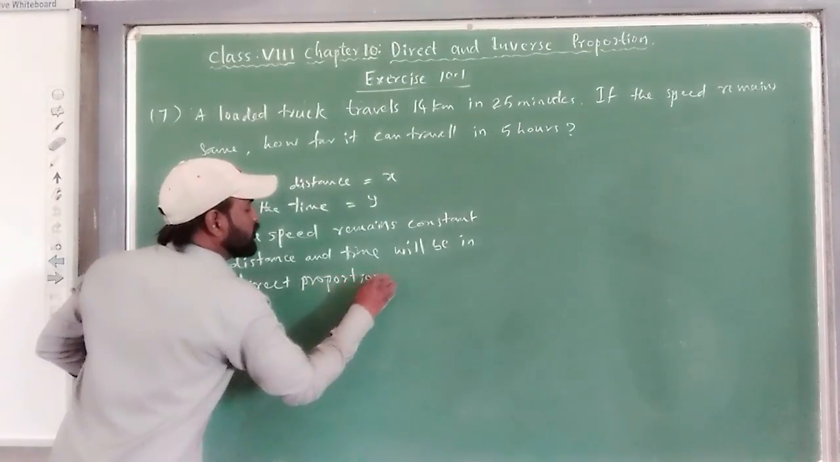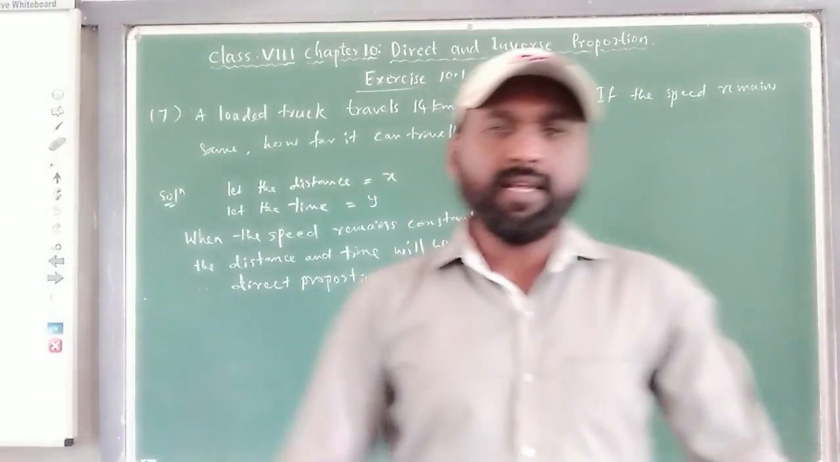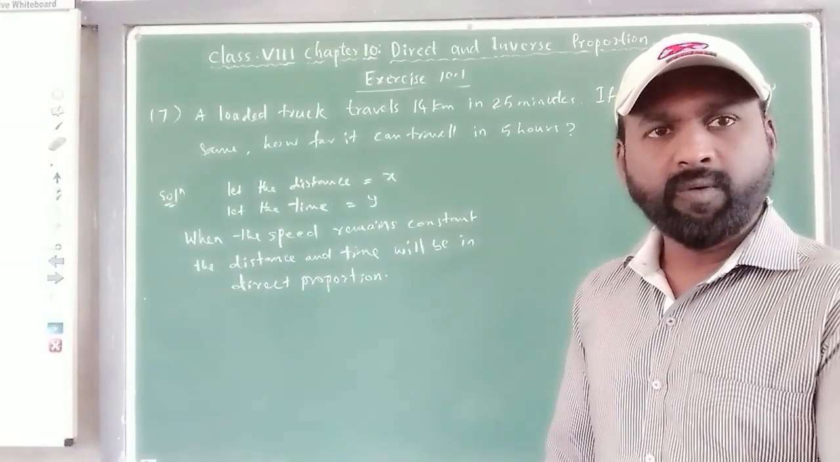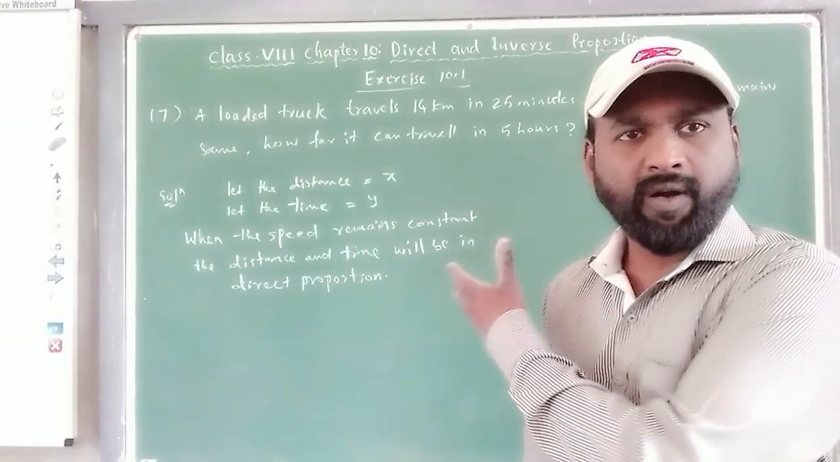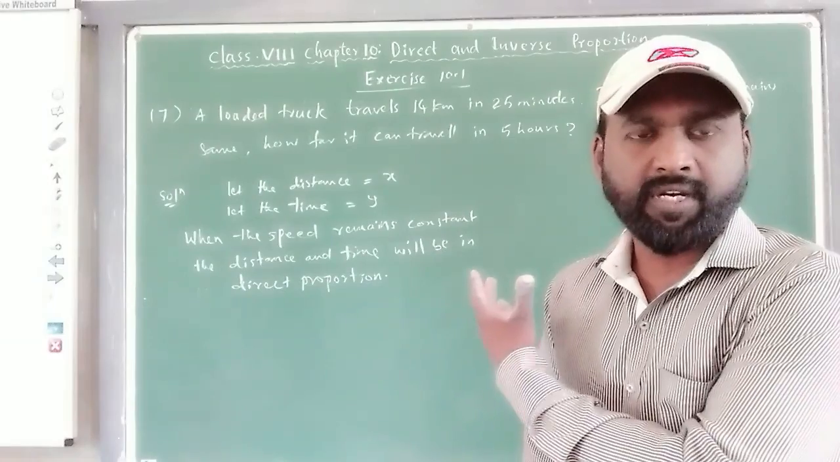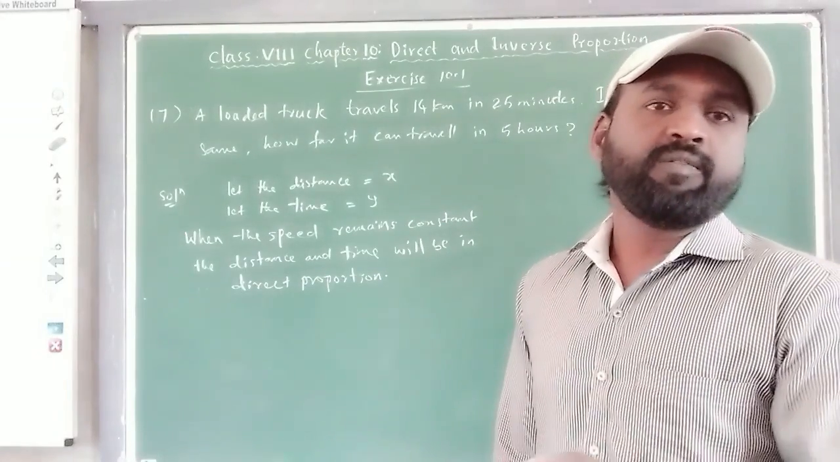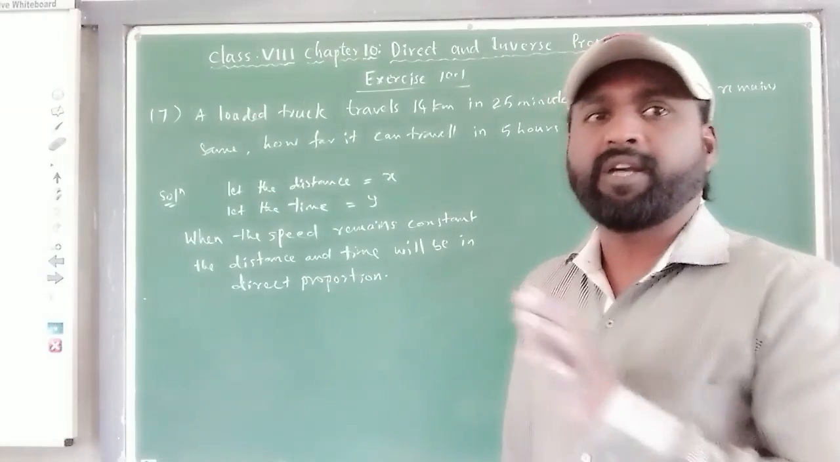So when both the quantities are in direct proportion, what is the relation we have to write? x1 by y1 is equal to x2 by y2. What are that x1, y1 and x2, y2? The quantities, the values which are given in the question. First, what values are given, that you have to assign as x1, y1. What value we are going to find, that is what we have to write x2 and y2.